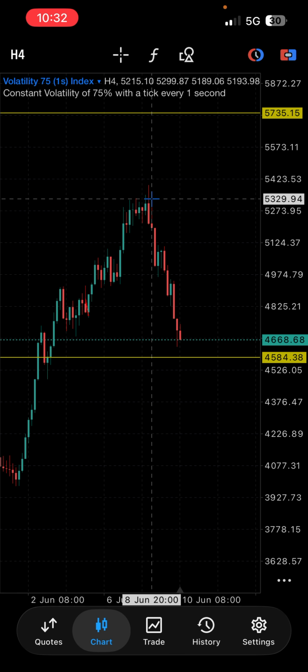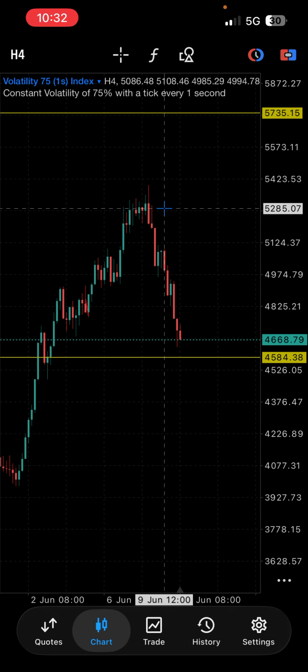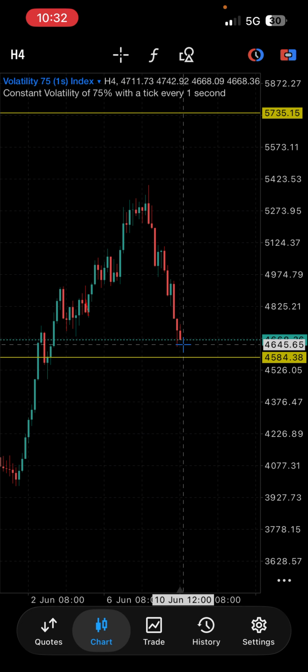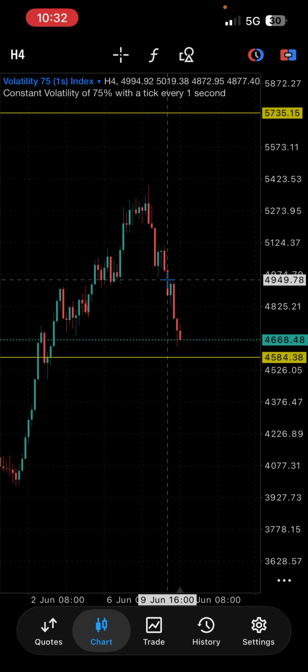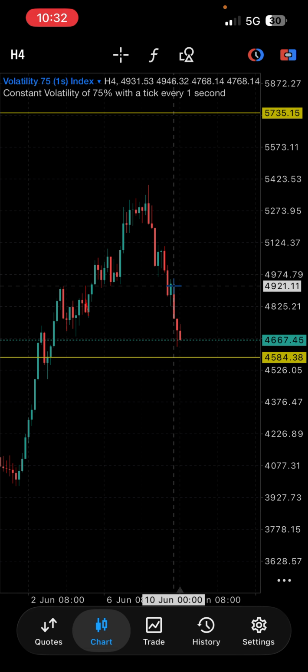You don't trade anything in the middle here. You don't trade anything here. The only time you make trade decisions is when price is on these key support and resistance levels. So guys, I hope you understand this.